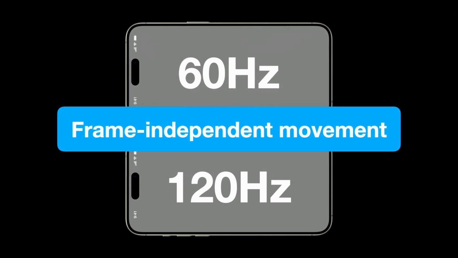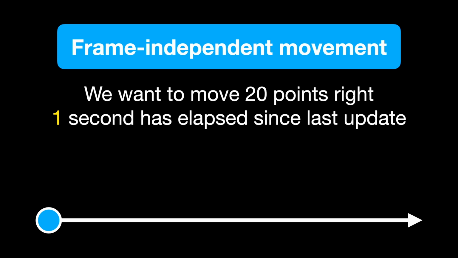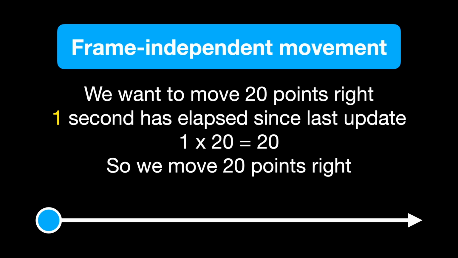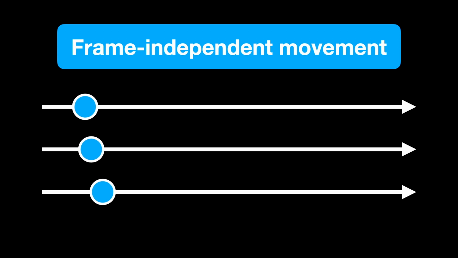We can solve this using a technique called frame-independent movement, which means we move our particles by different amounts depending on how much time has elapsed since we last moved them. As an example, let's say we want to move 20 points right. If 1 second has elapsed since the last update, 1 times 20 is 20, so we move 20 points right. This works for all speeds, so if a quarter of a second has elapsed, it would take 4 updates to get to the destination, like so. This means our particles automatically move faster when updates come less often, and move slower when updates come more often. Overall, this means it'll move at a fixed speed no matter how often update is called.